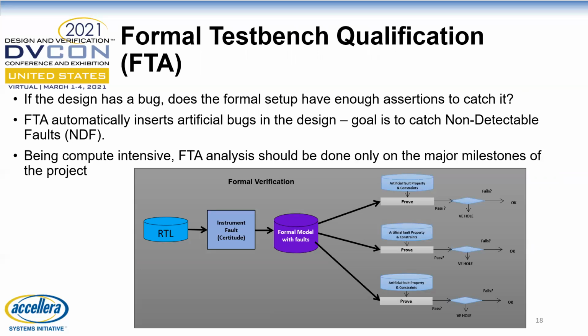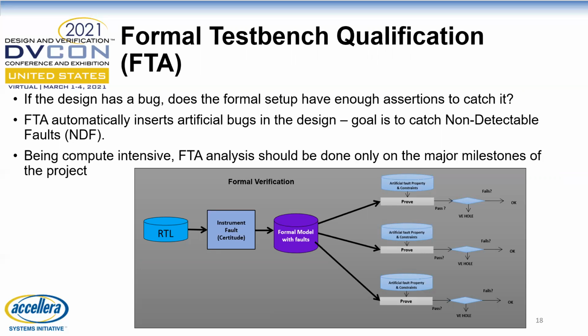Last but not the least, as part of the formal sign-off process, we must also qualify the formal test bench to make sure that no assertion is getting missed. So although you might have 100% formal core coverage, there may still be a possibility that there may be something missing in your assertions.